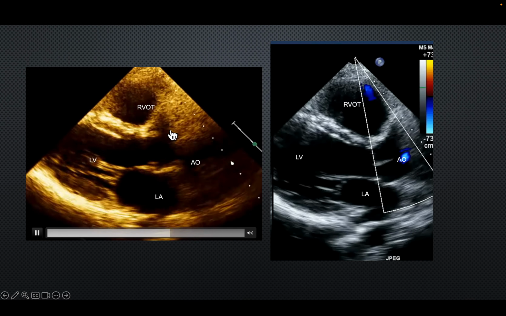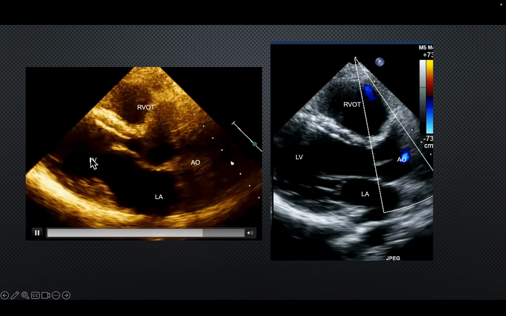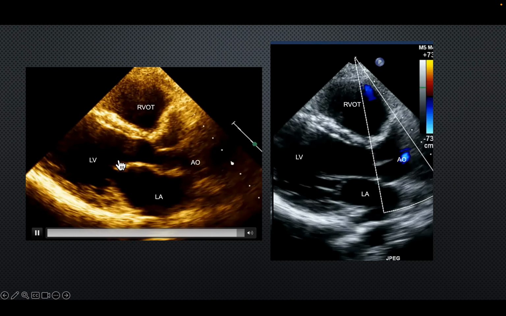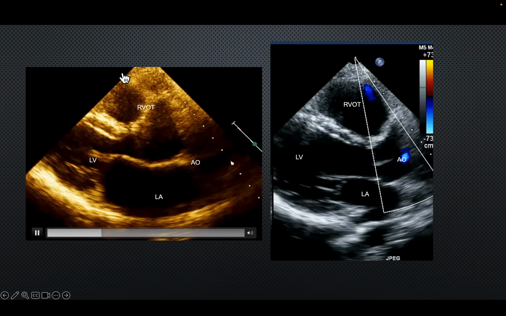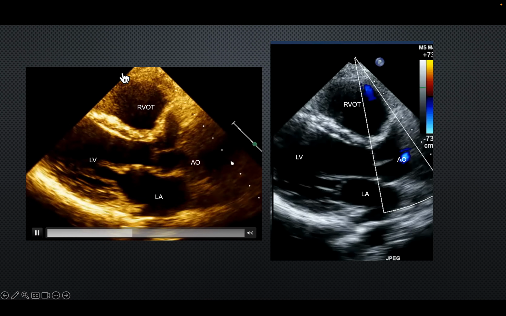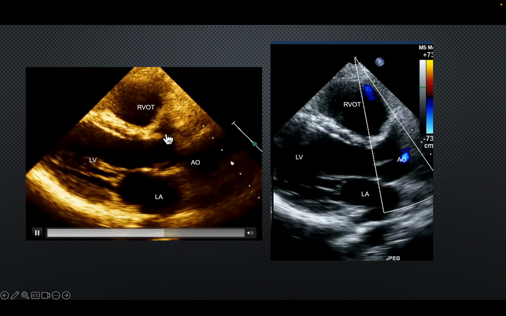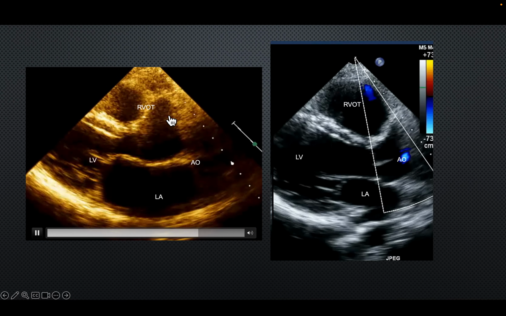This gentleman had an LV, LA, aorta, LV functions and LA size all fine, and the RV and RVOT contracting well in a normal size. But what you see here is a dilated coronary artery.